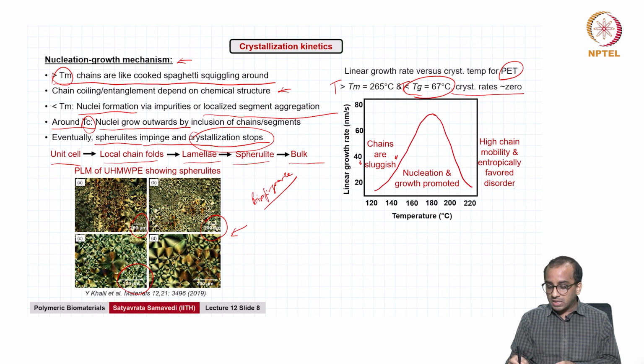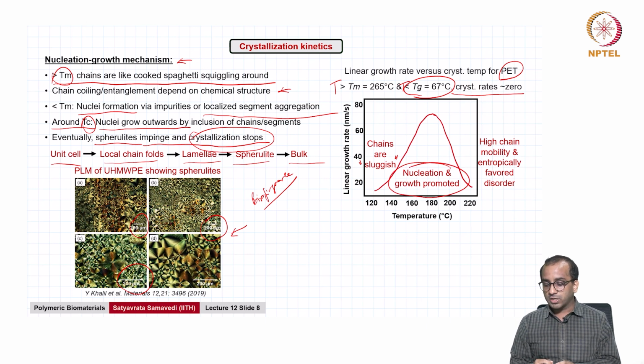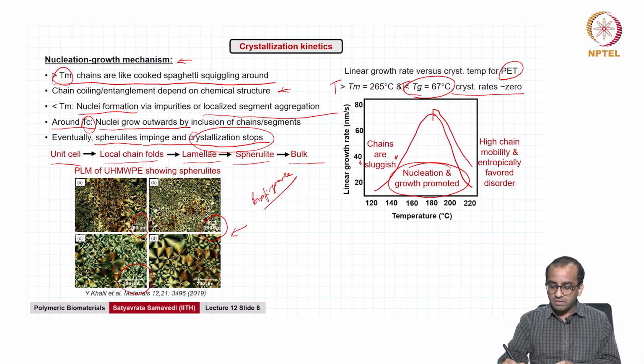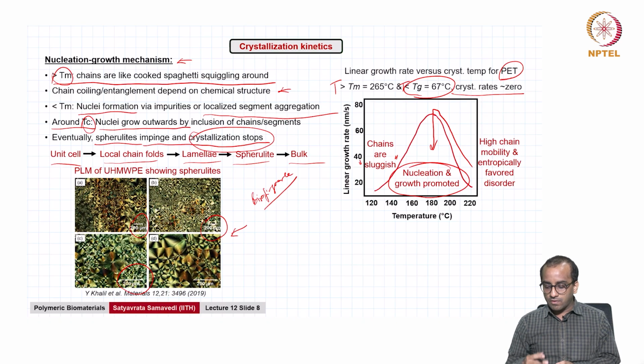And so, you notice that there is a sweet spot here where both nucleation and growth are promoted, and as you keep decreasing the temperature, this goes up, and then there is a temperature at which you see maximum rate of crystal growth, and then as you keep dropping the temperature, this again starts to go down.